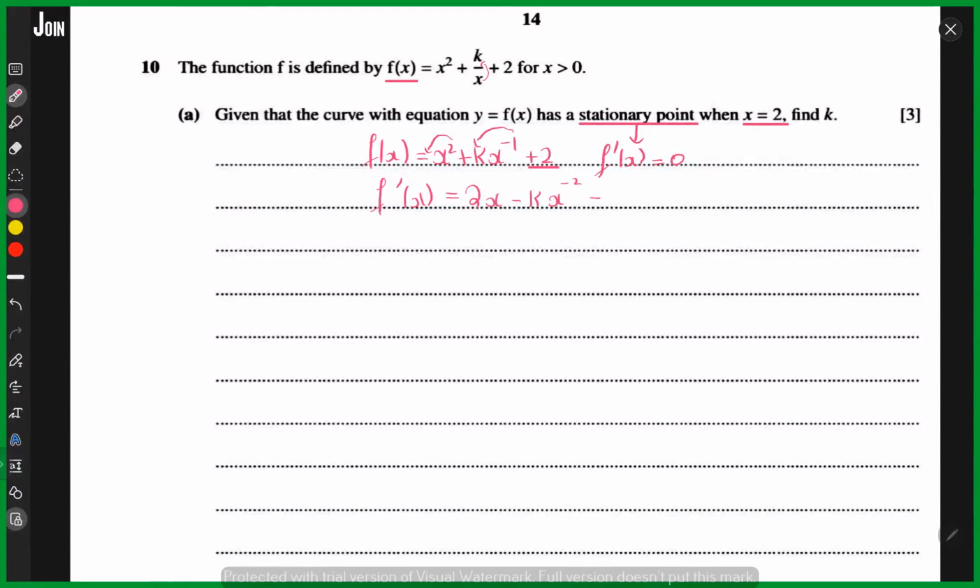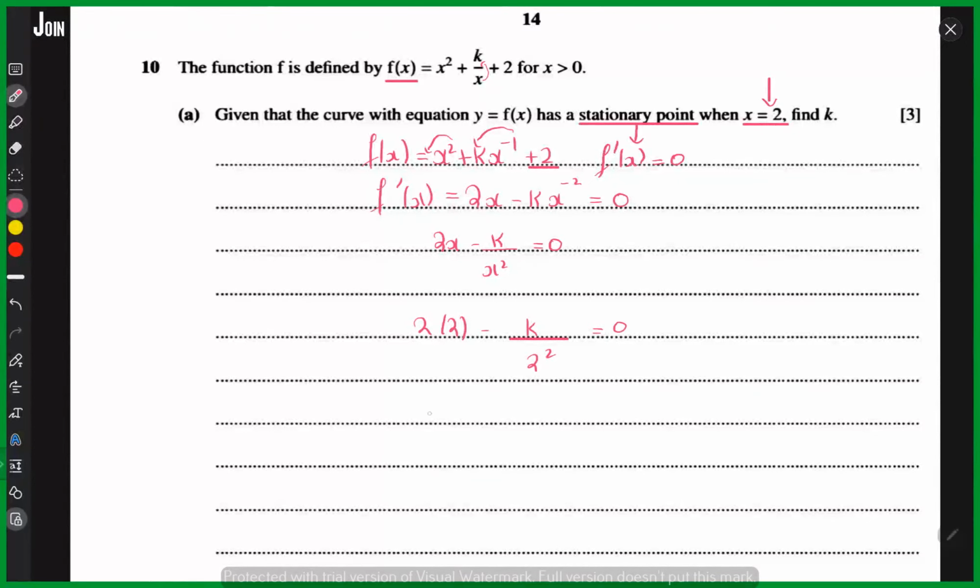Now this thing is equal to 0. And it is 2x minus k divided by x squared equals 0. And we know that at the stationary point, x is equal to 2. So I'm supposed to plug in x equals 2. So 2 into 2 minus k divided by 2 squared equals 0. Now, as I've told you earlier as well, at this point, this equation only has k as its variable. k is the only unknown thing, and I can easily solve this how?